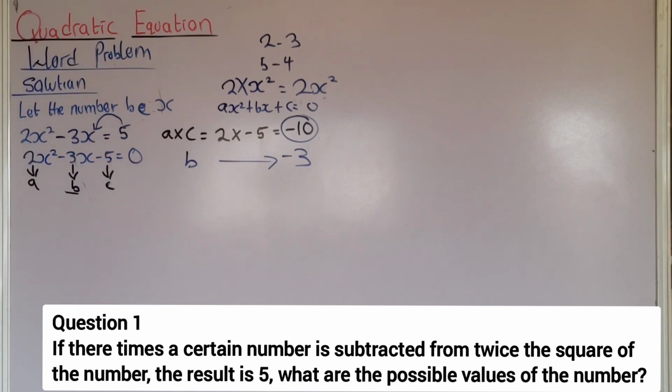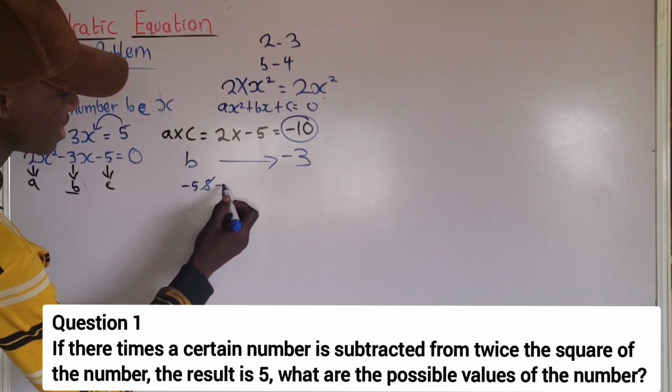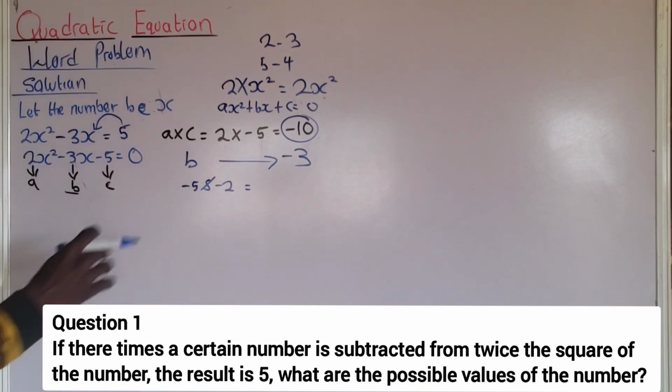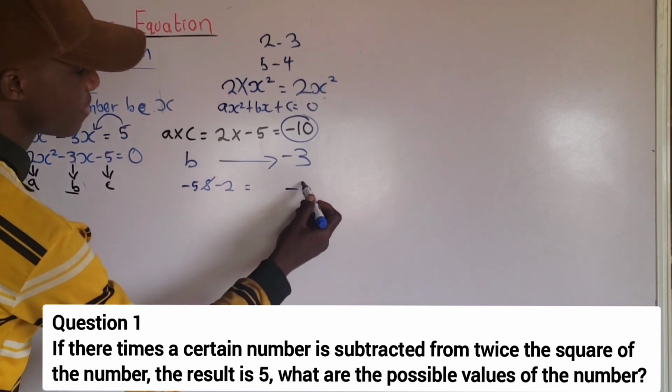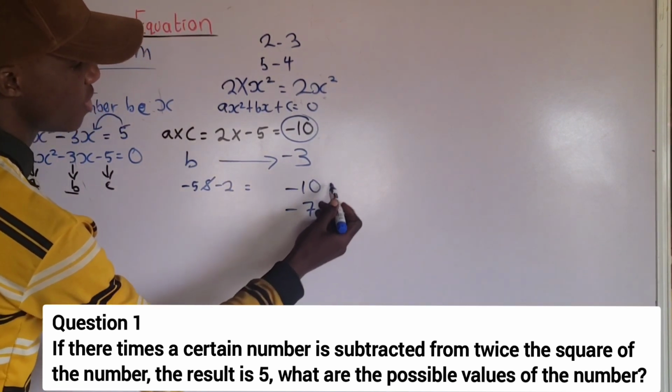What are those two numbers? Should we use negative 5 and negative 2? Let's check. Negative 5 times negative 2 gives us negative 10. Negative 5 plus negative 2 gives us negative 7. So we cannot use this.